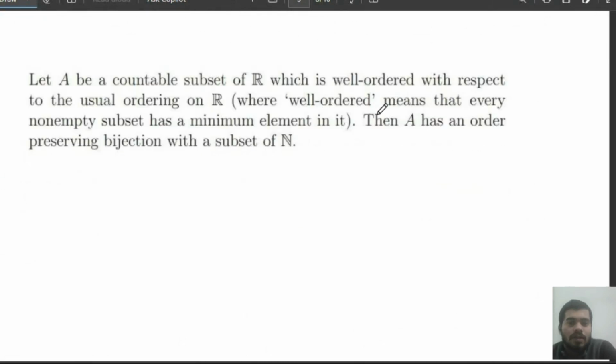Yeah, so here's an interesting problem. Let A be a countable subset of R, which is well ordered with respect to the usual ordering of R. Then A has an order preserving bijection with a subset of N. What they are saying is that A is a countable subset of R which is well ordered. Well ordered means that every non-empty subset you pick always has a minimum element. For instance, the natural numbers are a well ordered set, right?